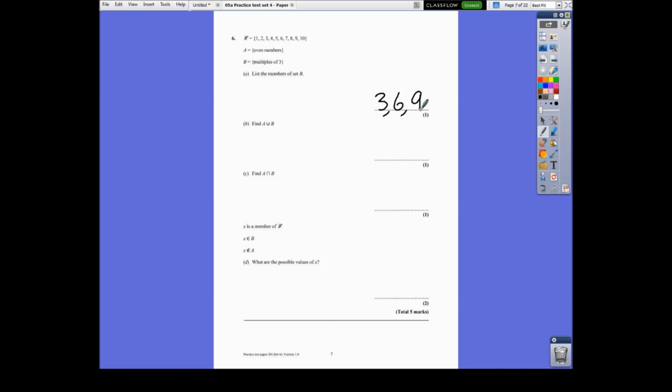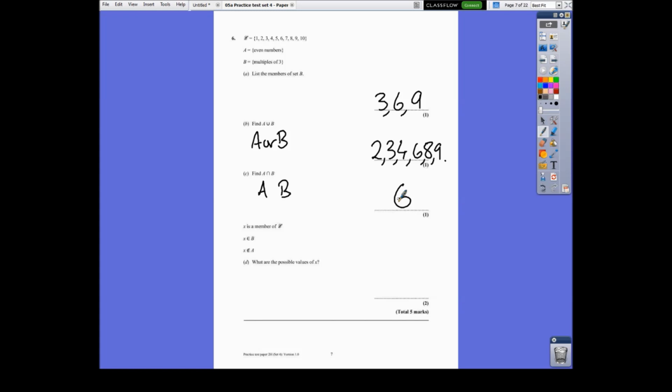A union B means A or B, the union of A and B. So it's all the numbers that are in A or B. So all the even numbers and all the multiples of 3. So 2, 3, 4, 6, 8, and 9. A intersection B means the numbers that are in A and B. Just that. So that would be 6, because 6 is the only even number that is also a multiple of 3.